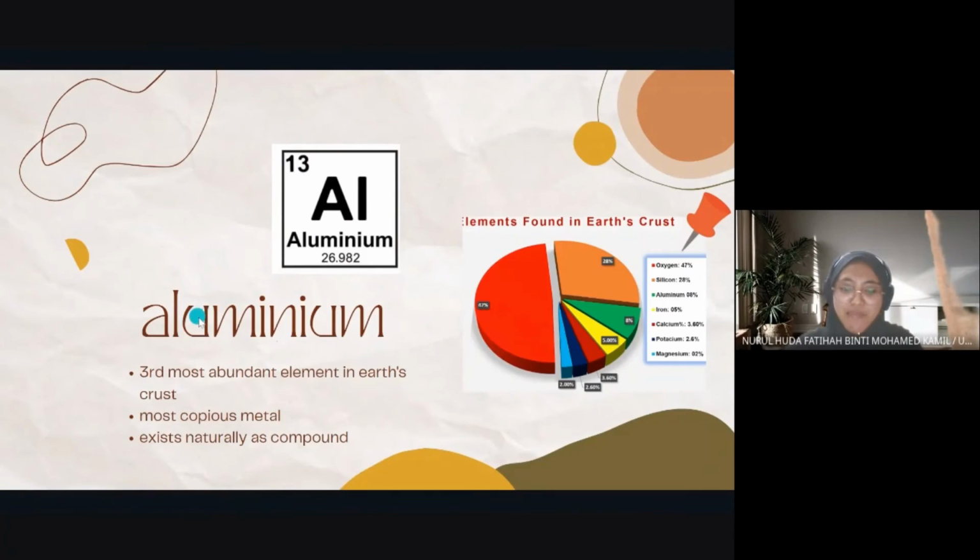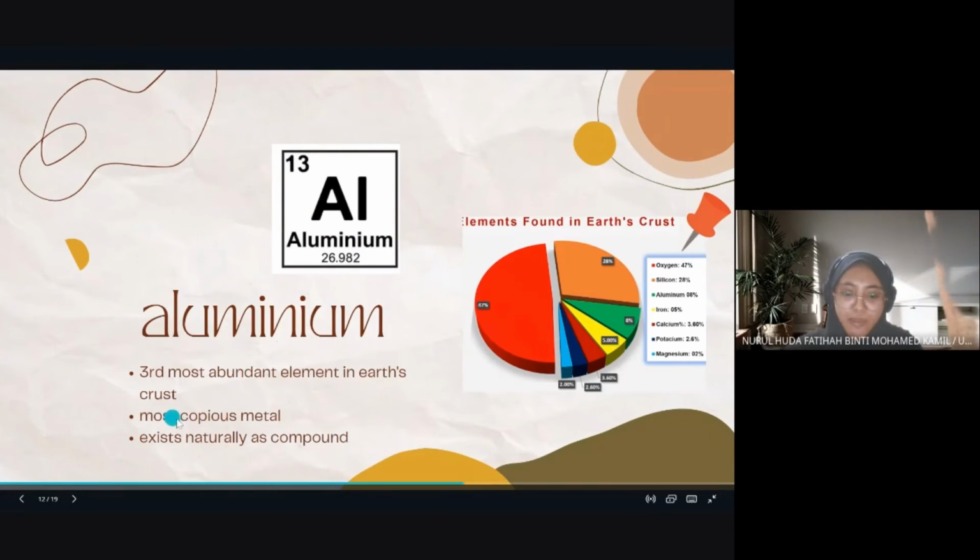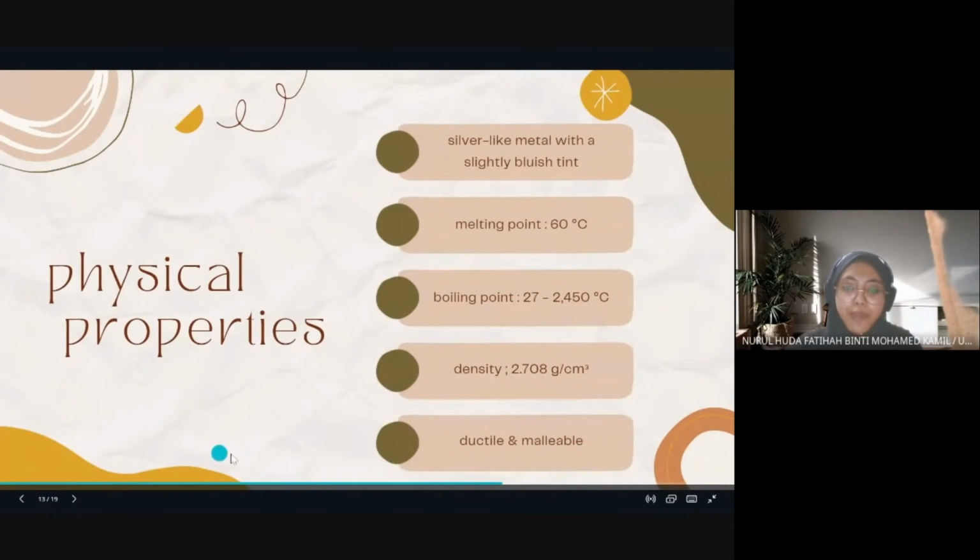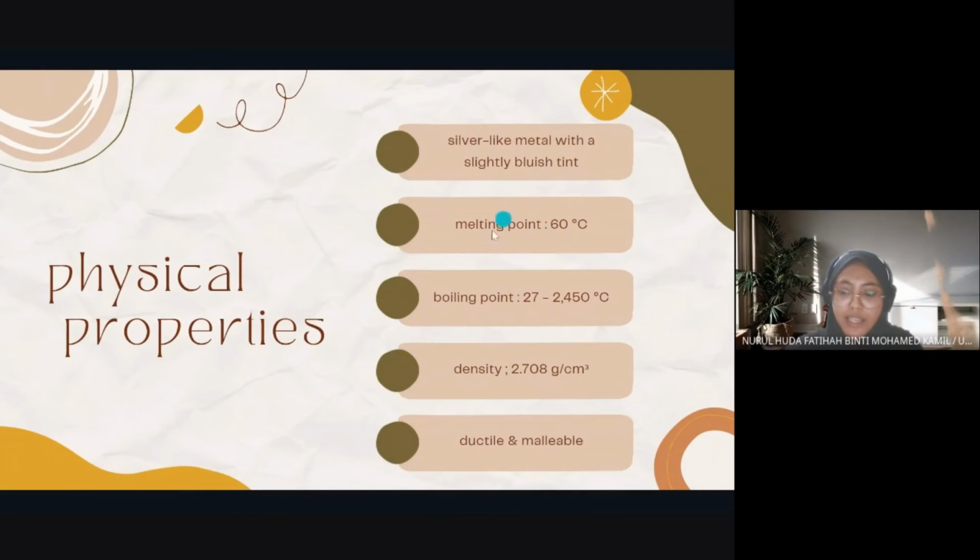What is aluminium? Aluminium is the third most abundant element in Earth's crust, and it is the most copious metal and exists naturally as a compound. The physical properties of aluminium: it is a silver-like metal with a slightly bluish tint. The melting point is 660 degrees Celsius. The boiling point is between 2,327 and 2,450 degrees Celsius. The density is 2.7 gram per cubic centimeter, and it is ductile and malleable.